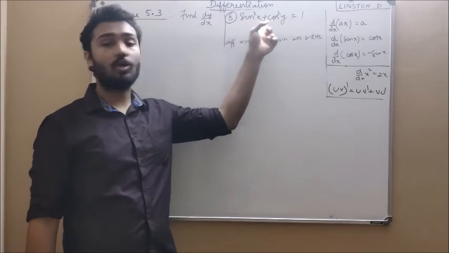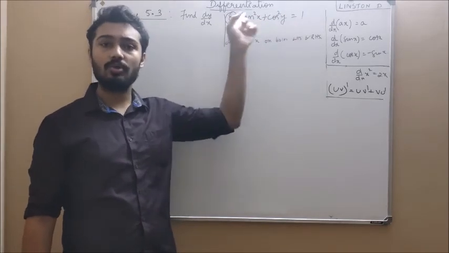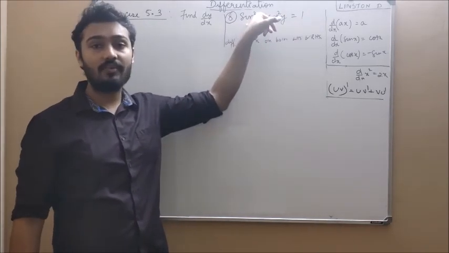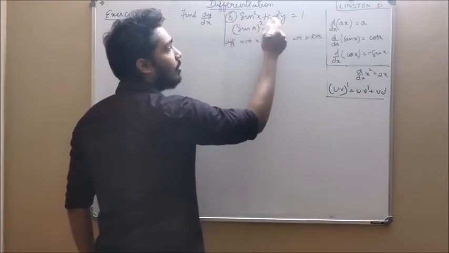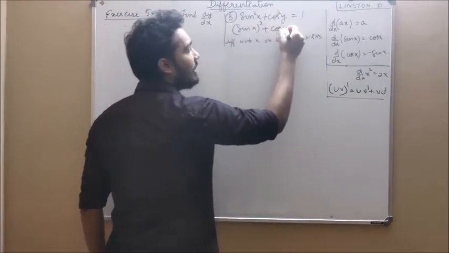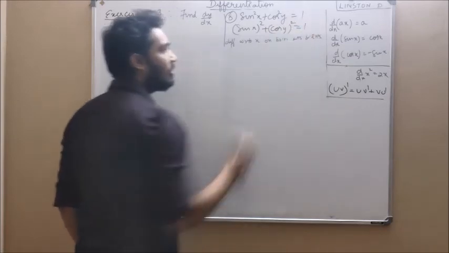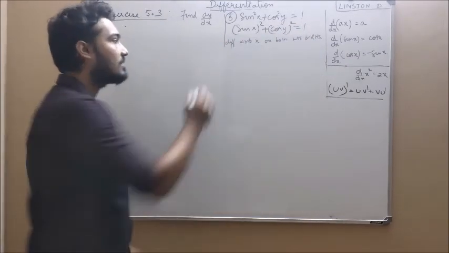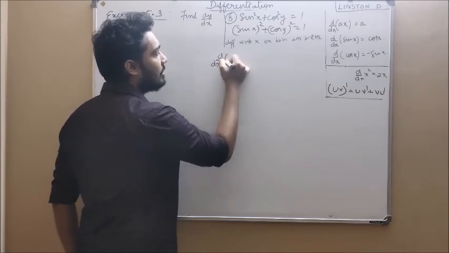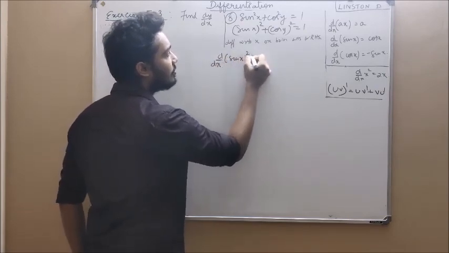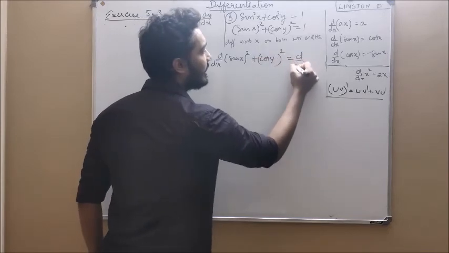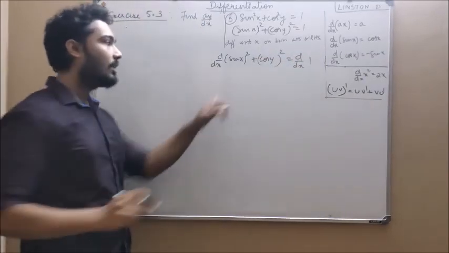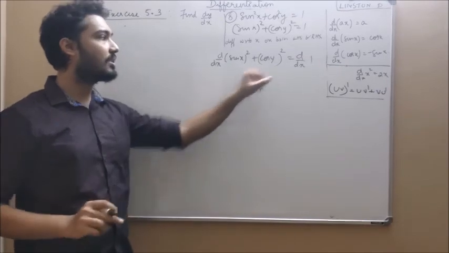Sin square x plus cos square y equal to 1. How to do this? Now here sin square x is there. We can write this as sin x the whole square, and cos square y we can write as cos y the whole square, equal to 1. Now differentiate both the left side and the right side. So d by dx of sin x the whole square plus cos y the whole square equal to d by dx of 1. Now this is a sum, so differentiate this plus this.